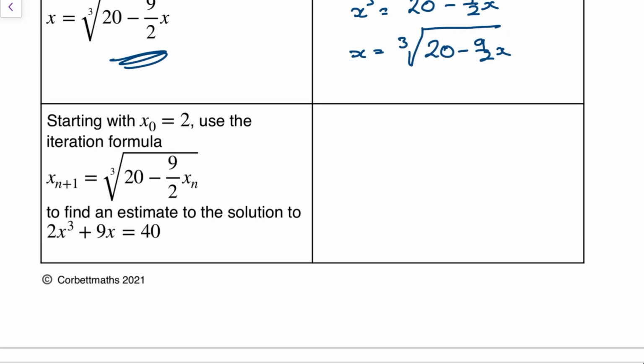Next one, starting with x0 equals 2. Use the iteration formula, the thing I've just worked out, to find an estimate of the solution. So what it wants you to do here is basically put 2 into this equation, then put the answer into the equation, and that answer into the equation. The way you're going to do that is you type on your calculator 2 equals, and it puts it in the answer memory. And then I'm going to type in, well, there's a cube root button on your calculator, so 20 minus 9 over 2 using the fraction button times x, which I'm going to say is Ans. And that's the answer that I've stored in my calculator. And if I press equals, that gives me 2.22398.